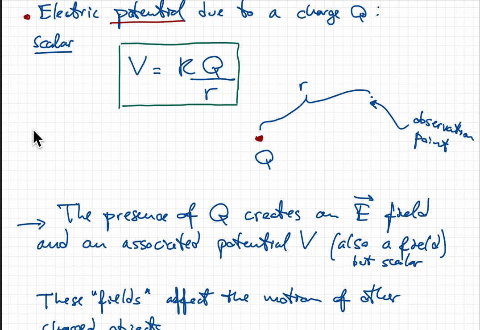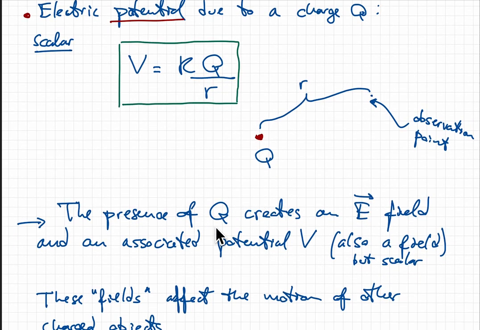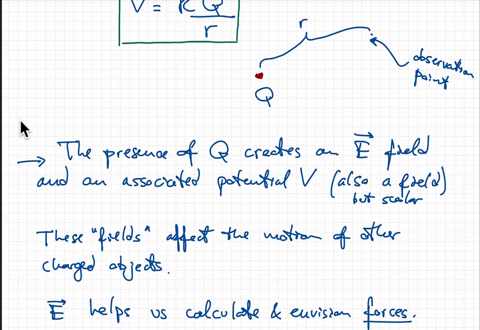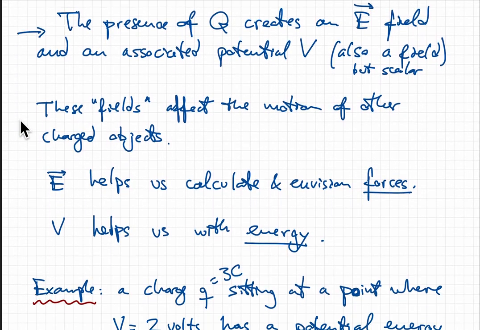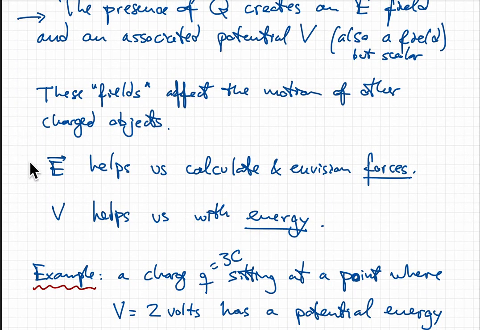And so then we say that the presence of this charge q creates an electric field, and also associated with it a potential V, which, as I said before, is also a field, but it's a scalar. It's not a vector field, it's a scalar field. This is useful. These fields affect the motion of other charged objects. So E, the electric field E, is a vector. It helps us calculate and imagine forces.